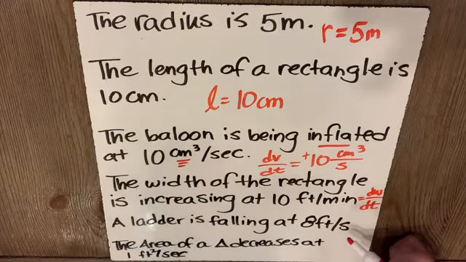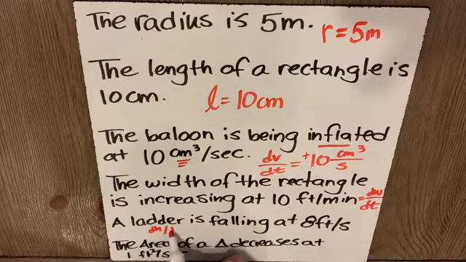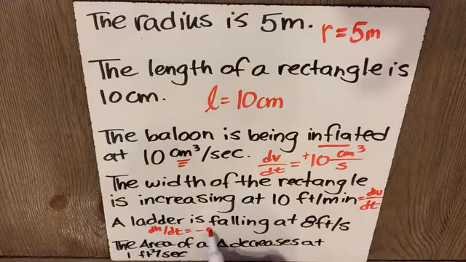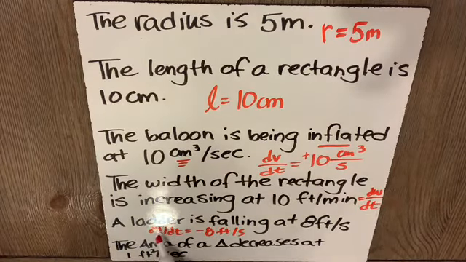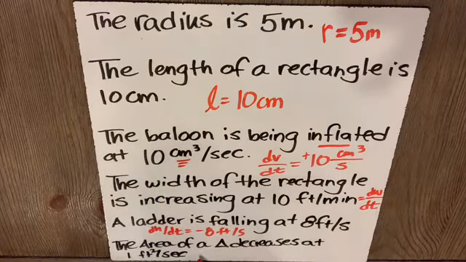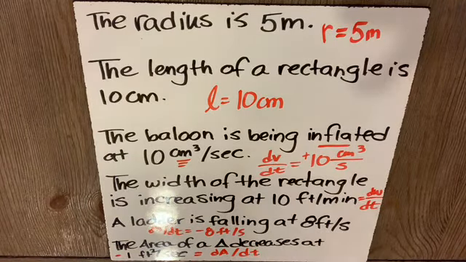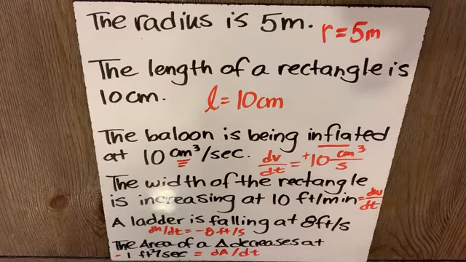A ladder is falling at 8 feet per second. So the height of the ladder, dH/dt, is negative 8 feet per second. Notice that's a rate, dH/dt. The height is changing with time, delta h over delta t. The area of a triangle decreases at 1 foot per second squared. Well, this is dA/dt is negative 1 foot squared per second because the area is decreasing. When a quantity is decreasing, then the rate will be negative.